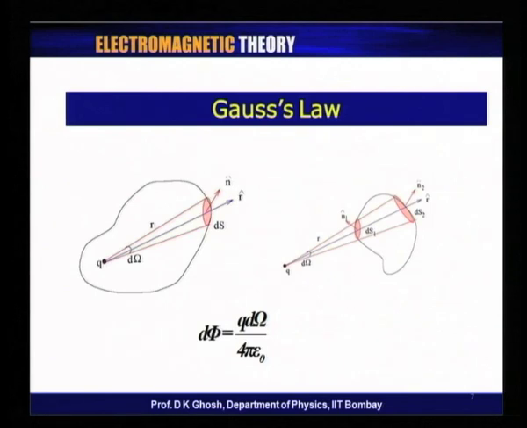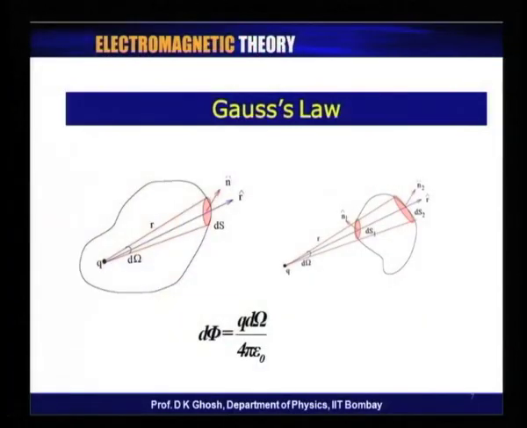So, notice that the flux due to the area element d s depends only on the solid angle that it subtends at the point q. Now, when I do the integration, all that I need to do is to take the area element all over the surface, and you notice that everywhere the radial direction is outward, and the normal to the surface will make an acute angle with it. And as a result, I get the total solid angle that is subtended at the point q, which obviously is 4 pi. So, I get the total flux equal to q times 4 pi divided by 4 pi epsilon 0, namely q by epsilon 0.